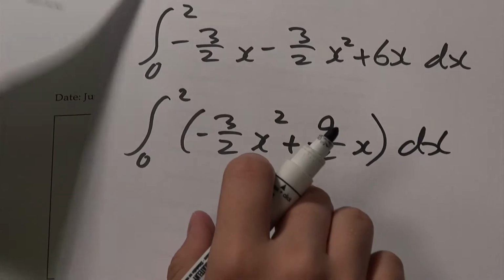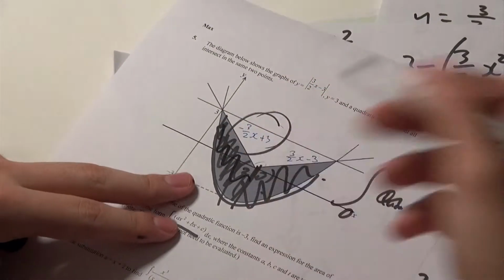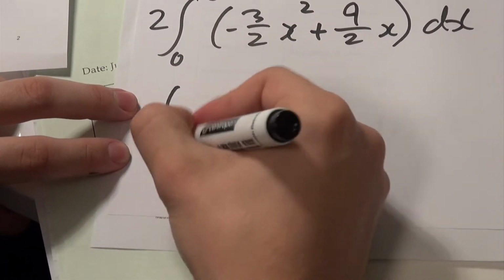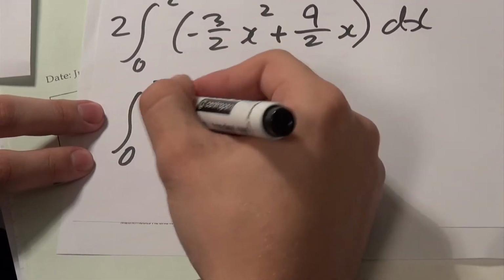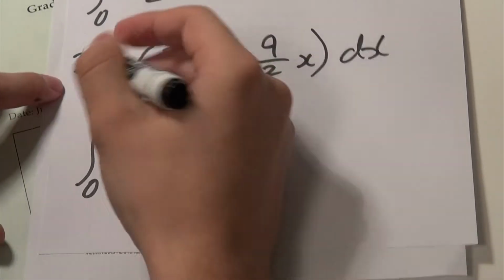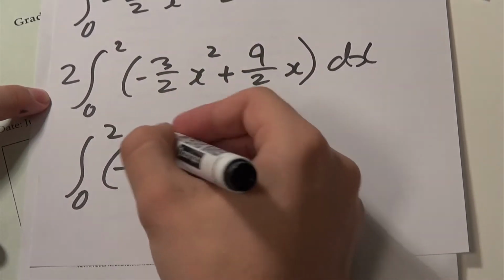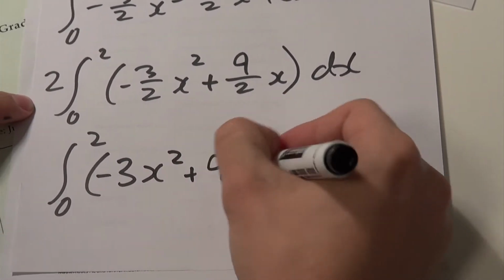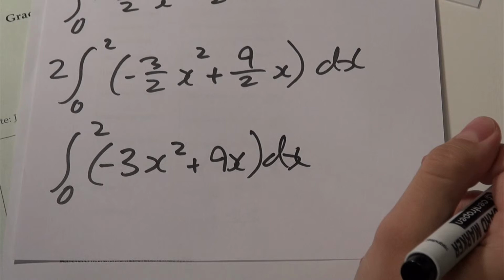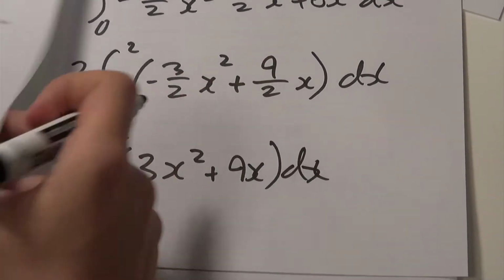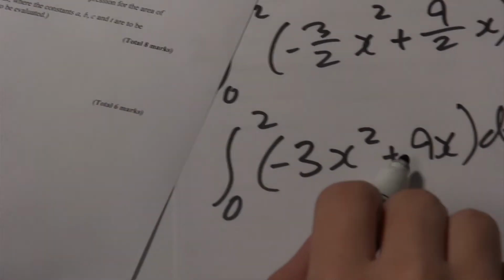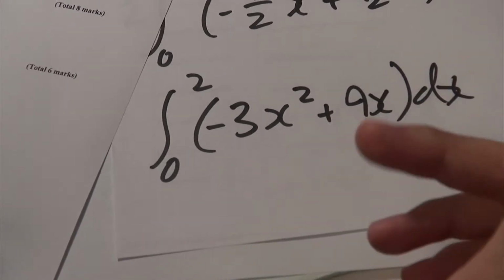Now, since this will only give us the area of this 1/2, I now have to multiply it by 2, so I'm going to put a 2 here, and that is the integral of 0 to 2 of minus 3. See, the 2 multiplies out here, so it's just minus 3 x squared plus 9x dx. So this is actually the form that they require. 0, t is equal to 2, a is equal to -3, b is equal to 9, and c is equal to 0.